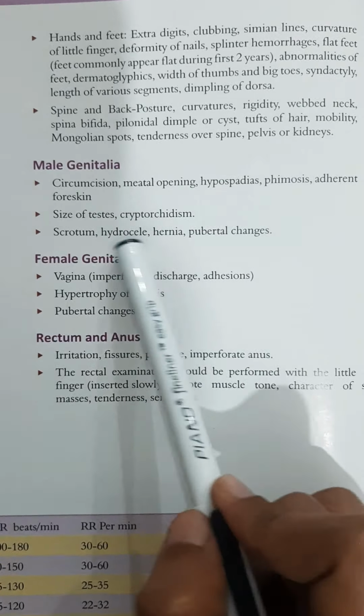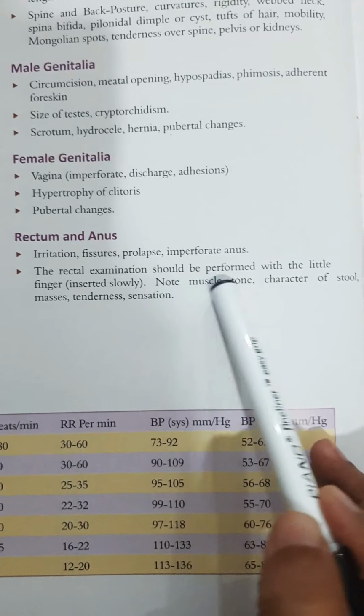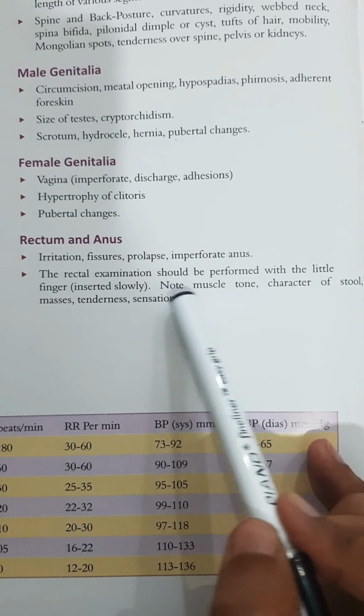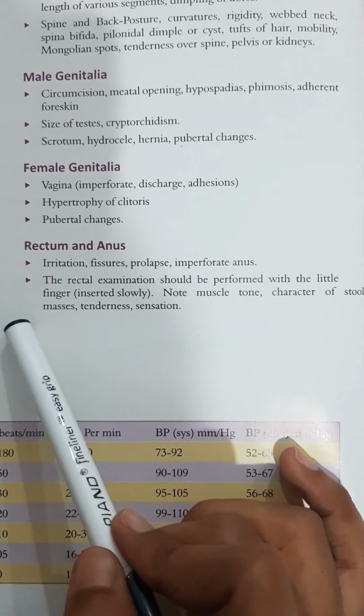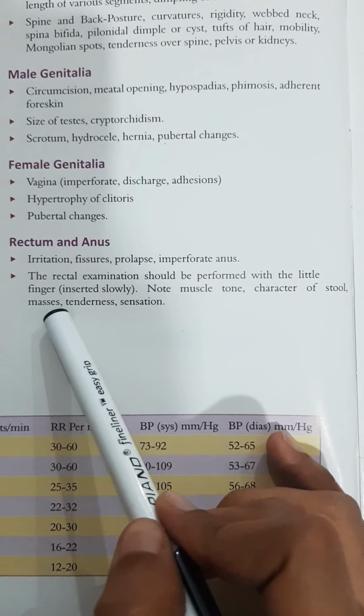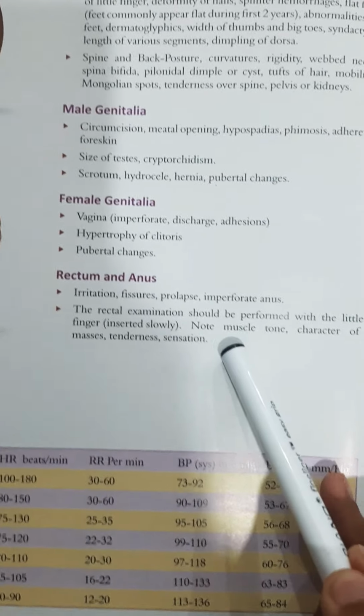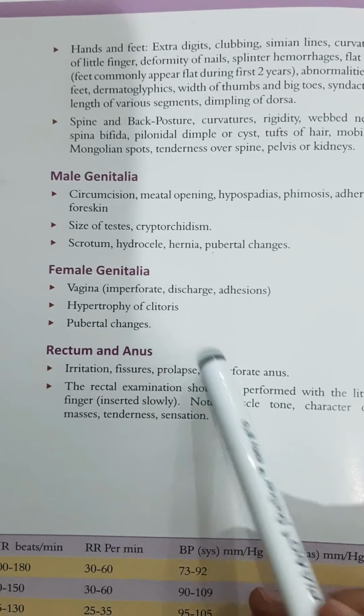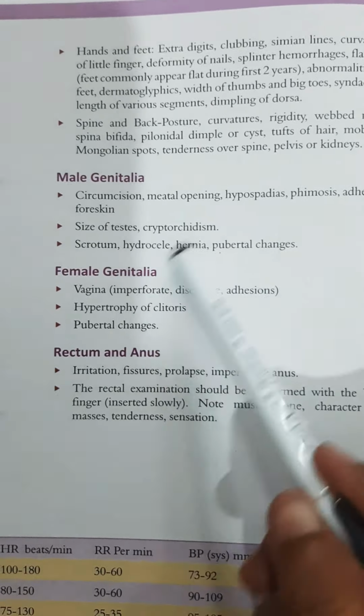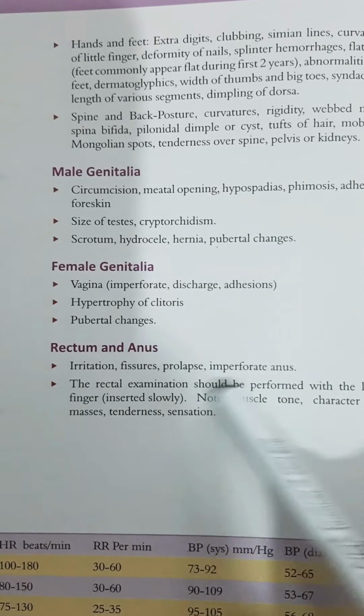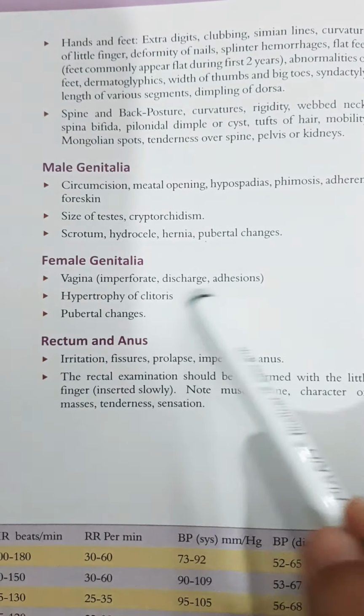Then for the rectum and anus, we will see the irritation, fissures, prolapse or imperforate anus. Then we will perform the rectal examination, and it should be performed with the little finger and it should be inserted slowly. Then note the muscle tone, character of the stool, any mass present or tenderness and the sensation. This will cover the whole systemic examination of all the systems of the pediatric patient.